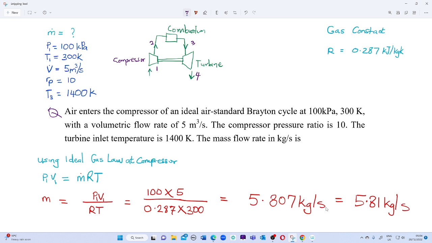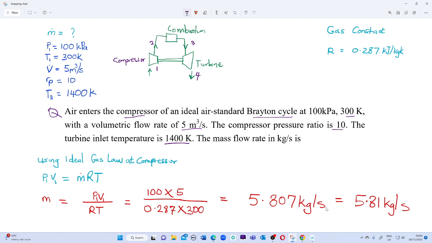An air entered the compressor of an ideal air standard Brayton cycle at 100 kilopascal. That's the pressure. 300 Kelvin, that's the temperature, with a volumetric flow rate of 5 meter cube per second. The compressor temperature ratio 10. The turbine inlet temperature is 1400 Kelvin.